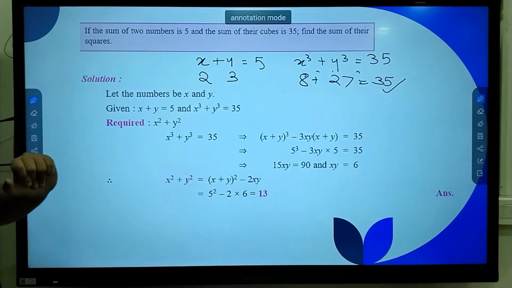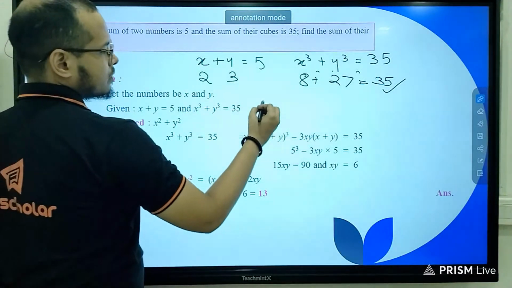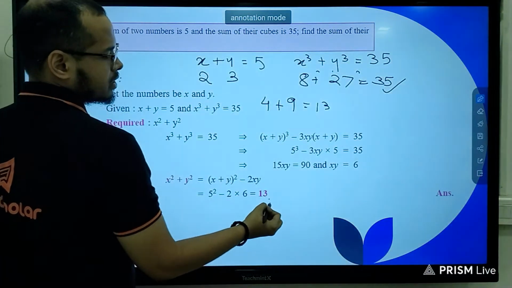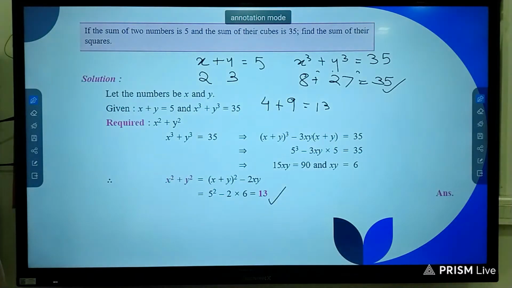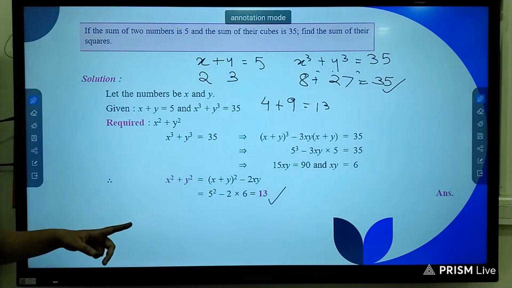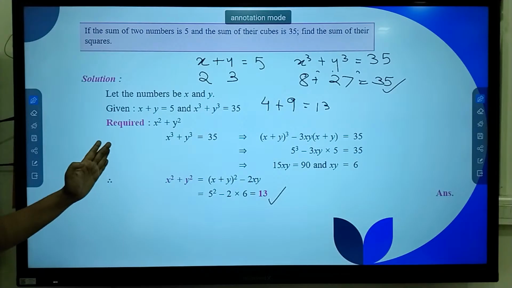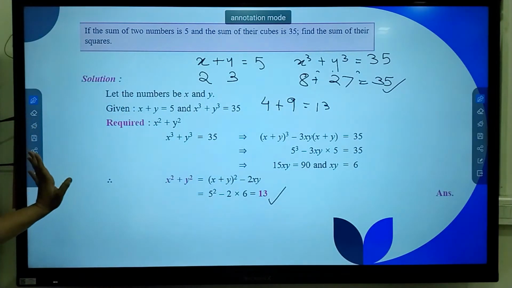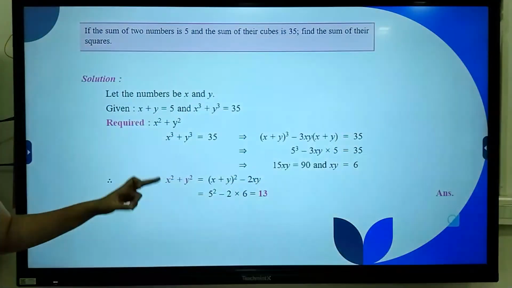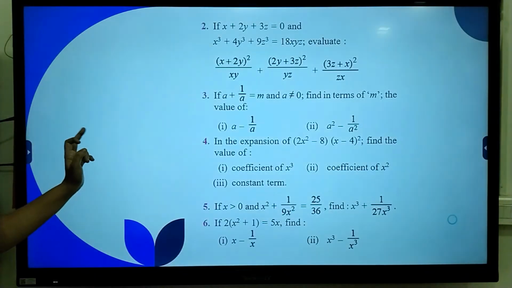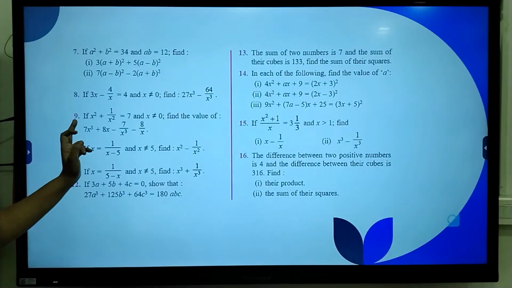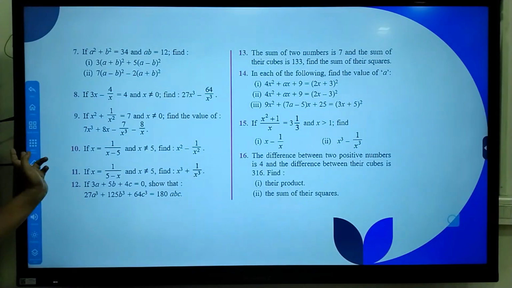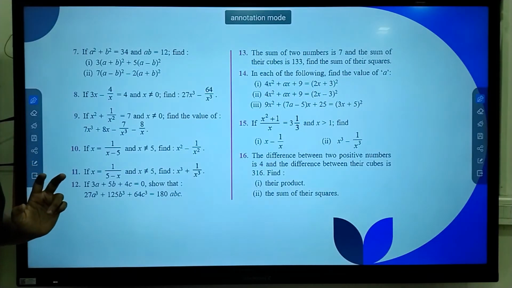Now let's find the sum of the squares. So 2 square is 4, 3 square is 9, answer is 13. There we go. This is known as value putting method. This is useful for MCQs, where you don't have to show the solution, where you can put values and find what the numbers are. Okay. Last stretch of practice. I'll be doing the last two sums and any one from this because we are short on time.